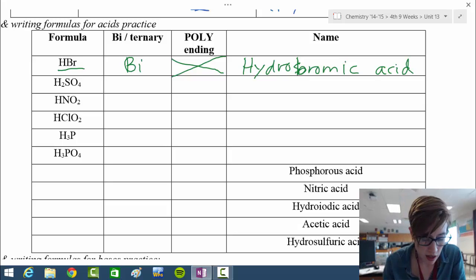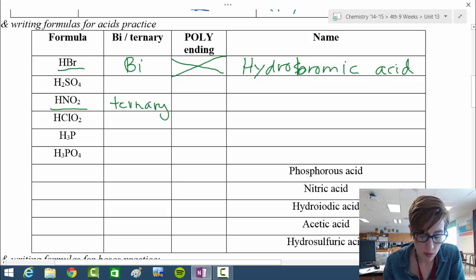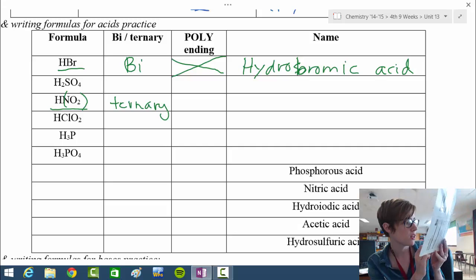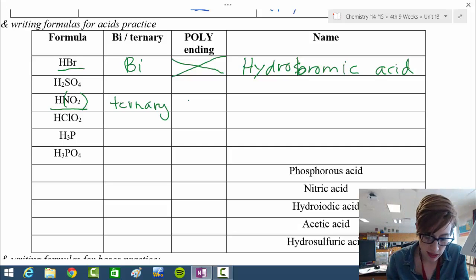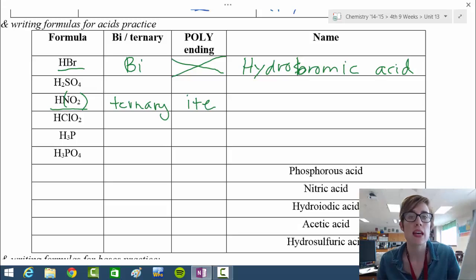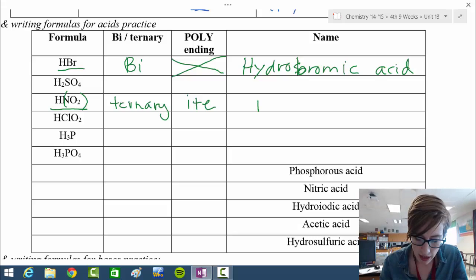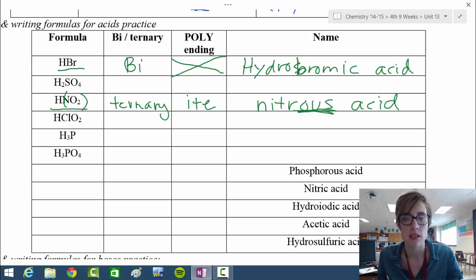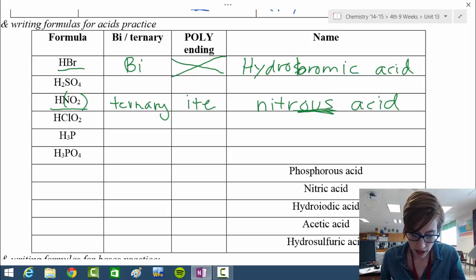Let's do another one. This one is a ternary acid, because it's got 3 elements. Then we have to write down what's the polyatomic ending. Well, NO2 on my polyatomic chart is nitrite. So it ends in ite. Remember, a polyatomic that ends in ite has an ous ending. So instead of nitrite, I'm going to put nitrous, this is my new ending, acid. Notice I did not put hydro because it's not binary. Okay, let me do one more.